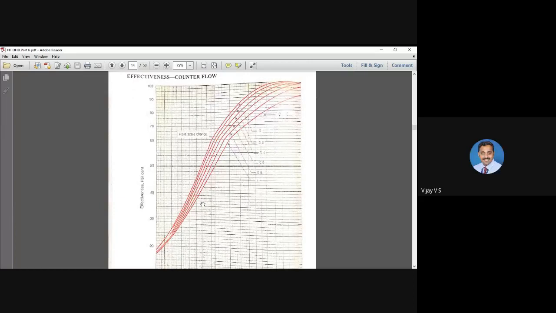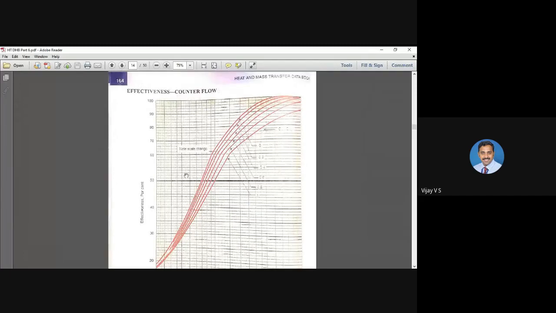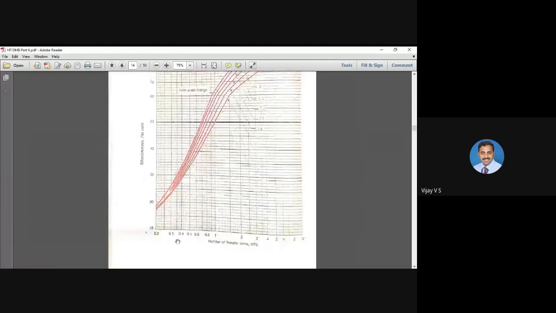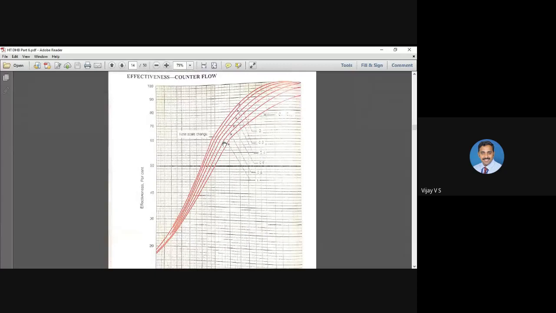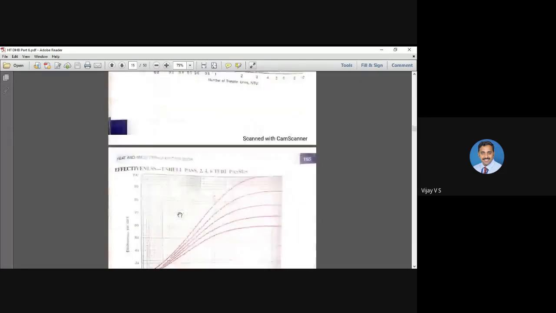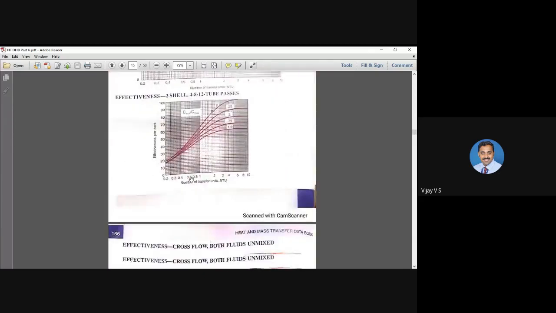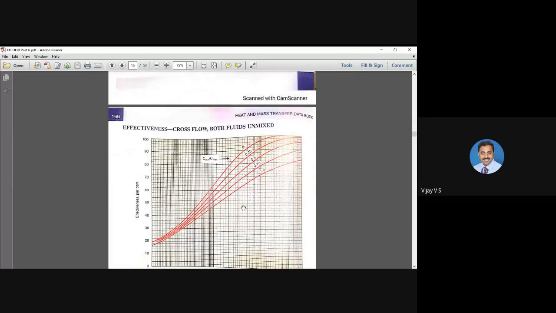Yes, sir, visible. Okay, so if you have the data handbook, please refer to that data handbook also. So effectiveness for counter flow is also given. On the X-axis you have NTU, and these curves are for different values of C minimum by C max. So you can find out effectiveness. Similarly, shell and tube and cross flow, both fluids mixed and unmixed. So once you know how to use the data handbook, we can solve the problems. So shall we go to the problems now? We will solve that.